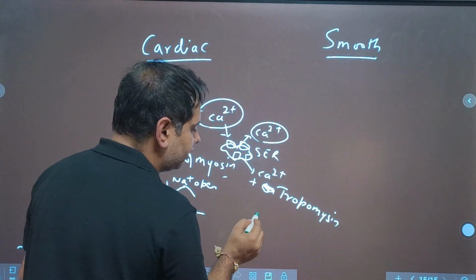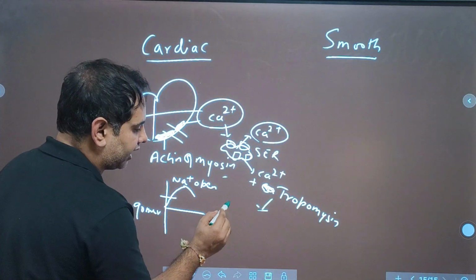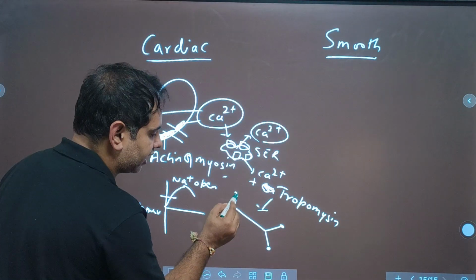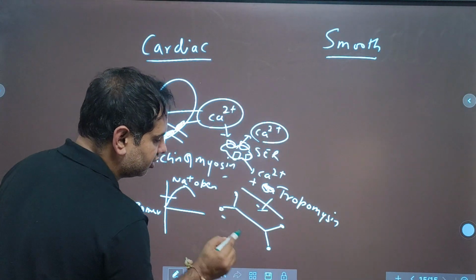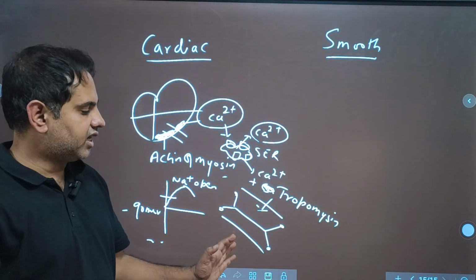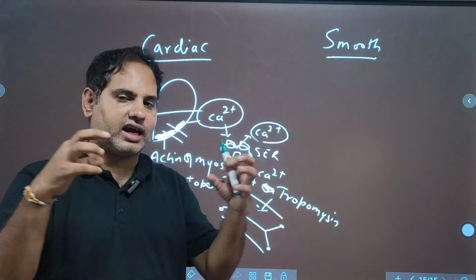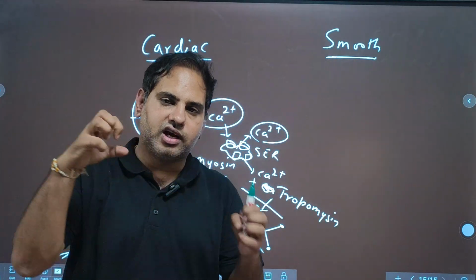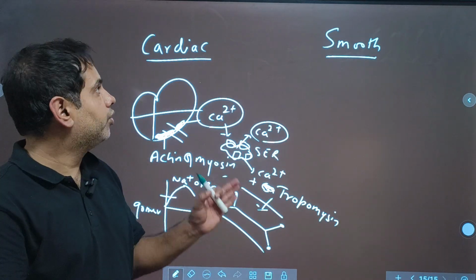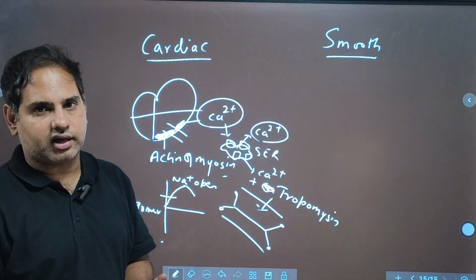And when calcium binds with the tropomyosin, then your actin and myosin filaments will interact with each other. For example, this is your actin, this is your myosin, so they will interact with each other because calcium binds with the tropomyosin. When actin and myosin filaments interact with each other, it will result in ventricular contractions, right. So this is the mechanism by which your cardiac muscle contracts, right.